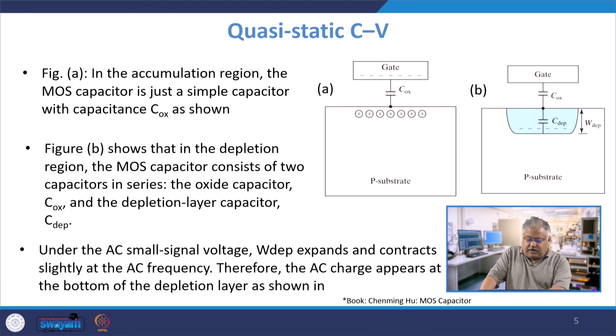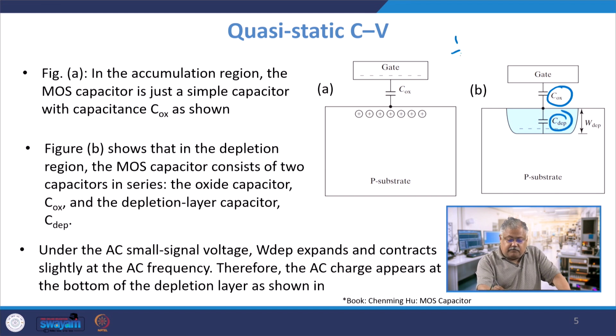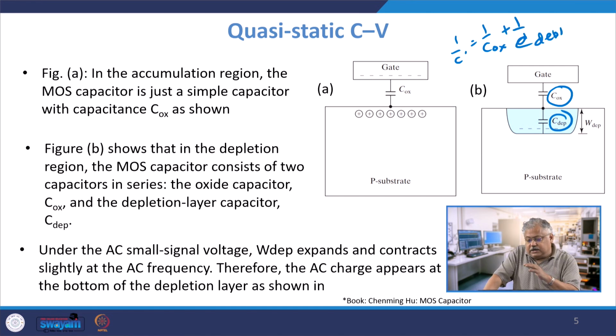The first graph here, part A, shows the accumulation region. The MOS capacitor is simply a capacitor with capacitance equal to Cox. Whereas part B shows the depletion region, and therefore there are two capacitors in series. One is the oxide capacitance, which is Cox, and one is the depletion capacitance. Therefore 1/C' equals 1/Cox plus 1/Cdepletion. So this is at a DC bias.